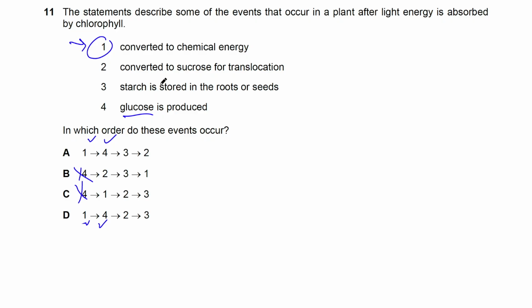Now, which is before which? Converted to sucrose for translocation, or starch stored in the roots or seeds? Even if you did not remember the right answer, you should understand that 2 must be before 3. The sucrose is the disaccharide, then the extra that will be stored is the polysaccharide, the starch. So then 2 and 3, that means the order will be 1, 4, 2 and 3, which does not apply to A. This is D. So the right answer for question number 11 is D.